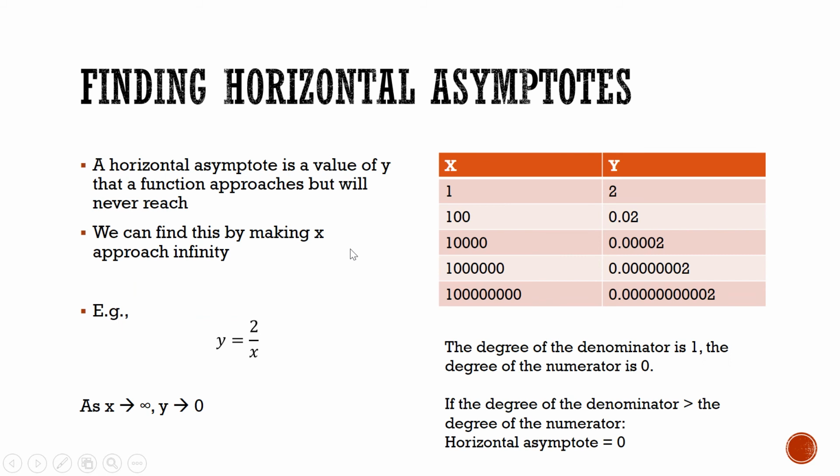Okay, so if we want to find the horizontal asymptote, there's no real shortcut like there is for the vertical asymptote, or there actually is, we'll teach you in a second. But the first thing you need to do is make x approach infinity. So 100, and we want to see what happens to y. As x approaches infinity, y is approaching 0. So in this case, the horizontal asymptote is y equals 0. Relatively easy.